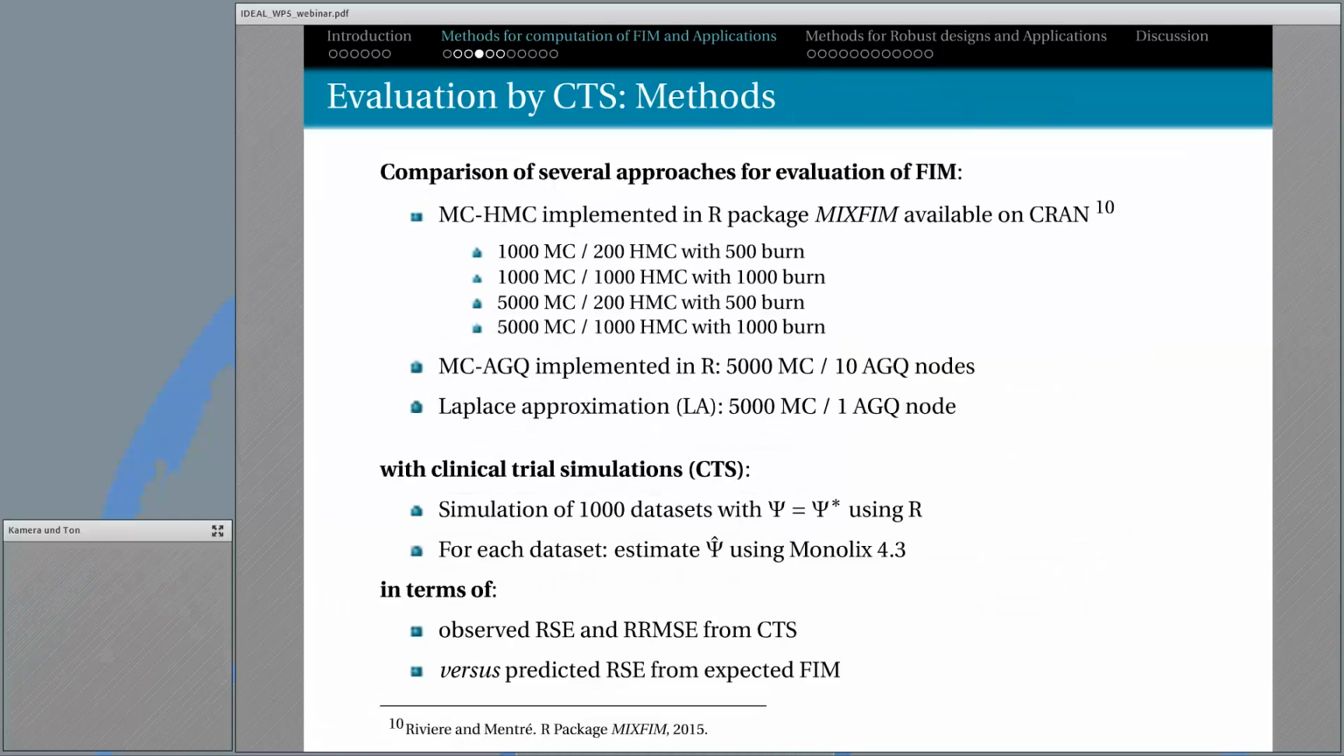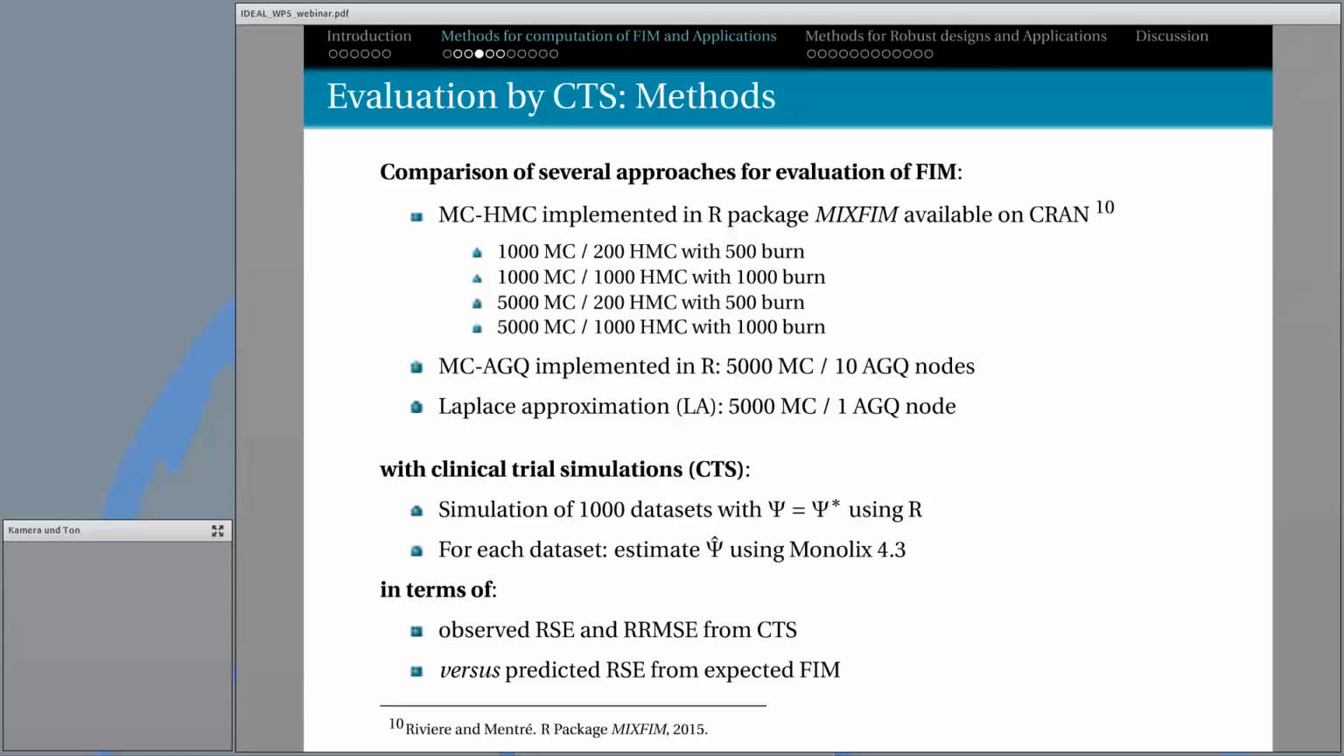We compared several ways to compute the FIM. First, using MC-HMC, using the package developed by Barry Carrel, MixFIM, which is available on CRAN and calls STAN, and that you can freely use. We use different values for the number of MC, 1,000 or 5,000, and different values for the number of HMC, 200 or 1,000. But we also wanted to compare to MC-AGQ, implemented in R. This is not yet freely available, but you could ask us the code. And the Laplace approximation, which is the same as AGQ, assuming only one node.